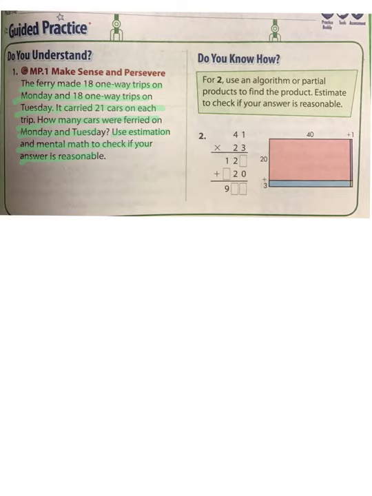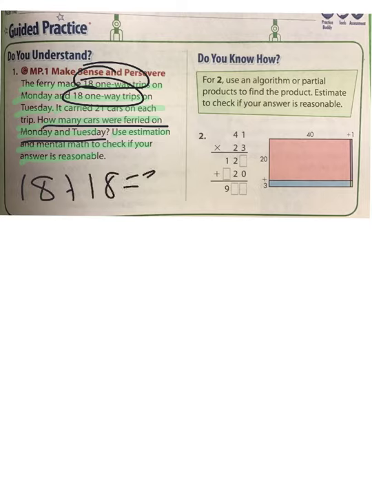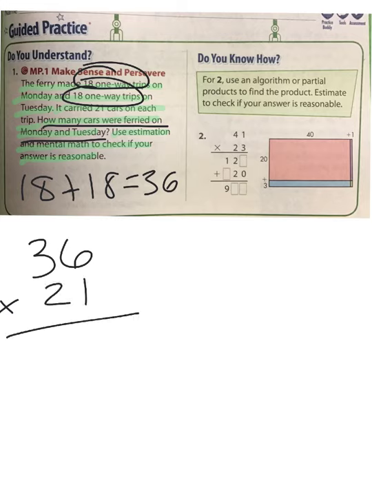So we want to find out how many cars were ferried on Monday and Tuesday. This is a 2-step problem. We know that they have 18 trips on Monday and 18 on Tuesday. So the first thing we need to do is add 18 plus 18, and we would get 36. Now, if it carries 21 cars on each trip, I know that I need to multiply 36 times 21.